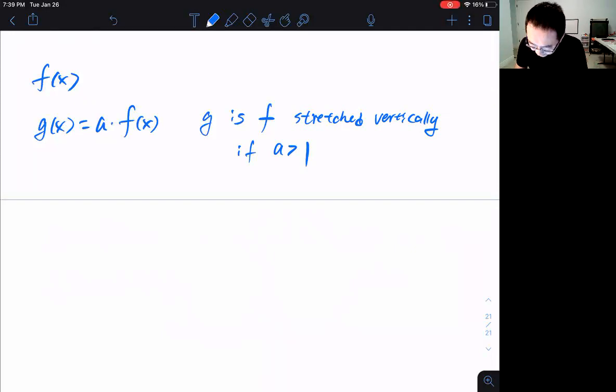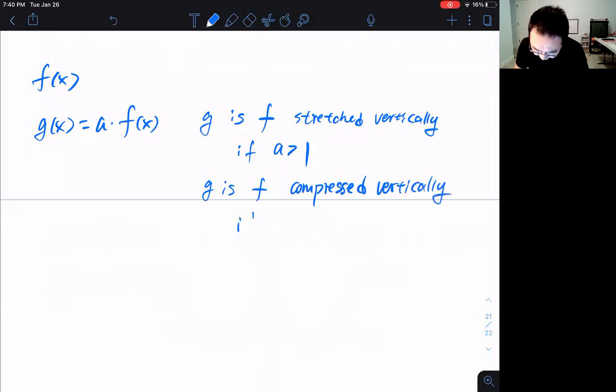But if a is less than 1, then g is the graph of f compressed vertically, if a is between 0 and 1. So if it's a factor smaller than 1, then f is compressed vertically, looking very similar in shape, but a little bit different.